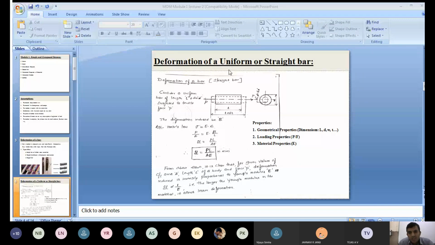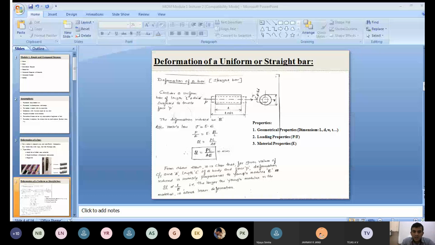Now don't bother about the lateral dimension in the diametrical way, only concentrate on the length direction. This is nothing but a one-dimensional component. Later we'll come to the change in dimension that takes place in lateral deformation. Then our aim is to determine the deformation induced in the bar.